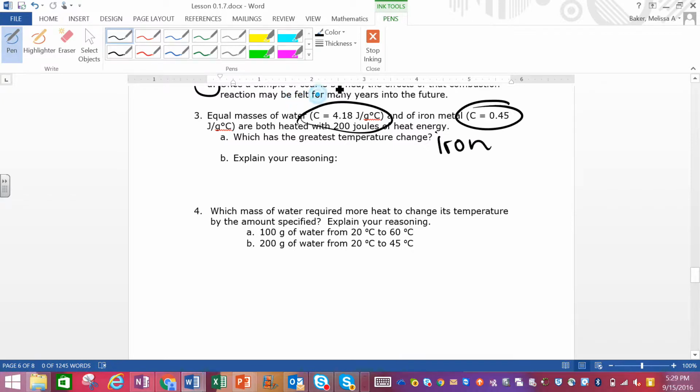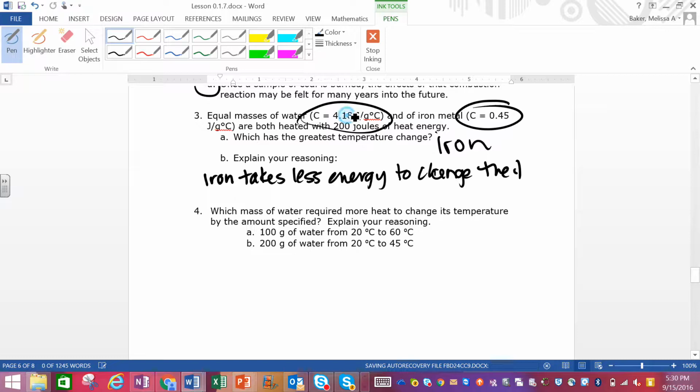So the iron is going to have the greatest temperature change, because with iron it takes less energy to change the temperature of it than it does to change the temp of water.